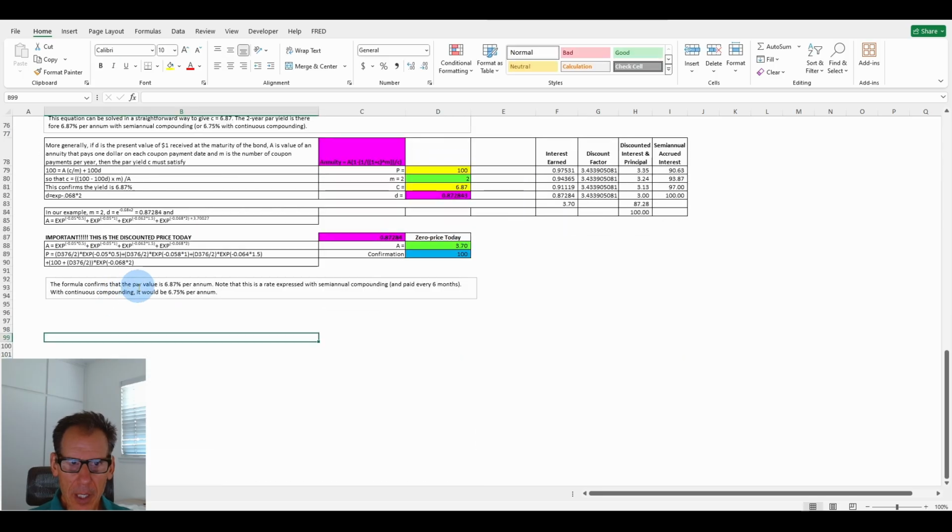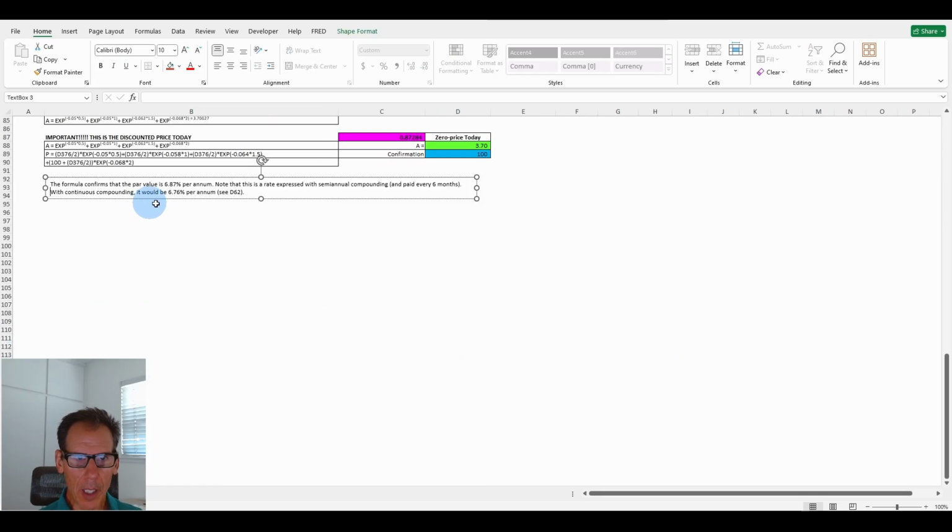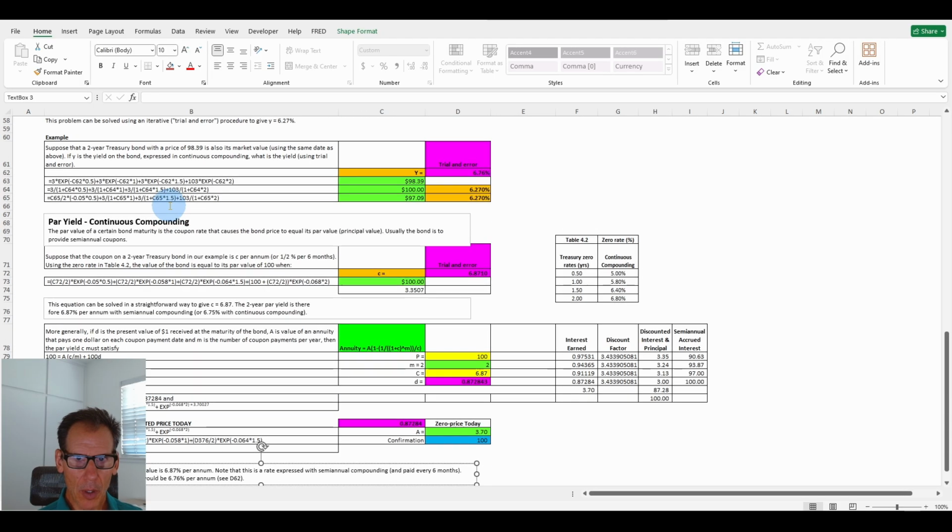The formula confirms that the par yield is 6.87 per annum. With continuous compounding, it would be 6.76 per annum, see D62. So here we have our semi-annual, and this looks like continuous. This is continuous. This is our semi-annual example.